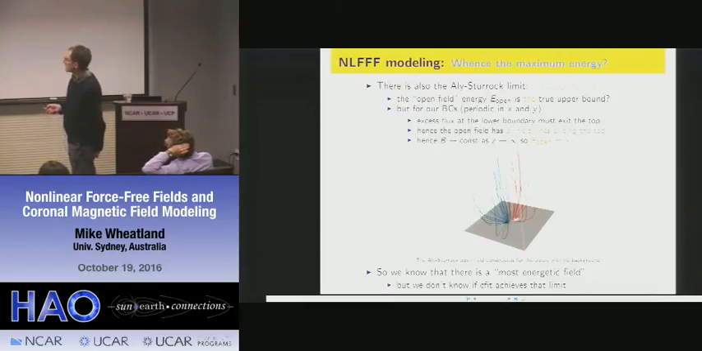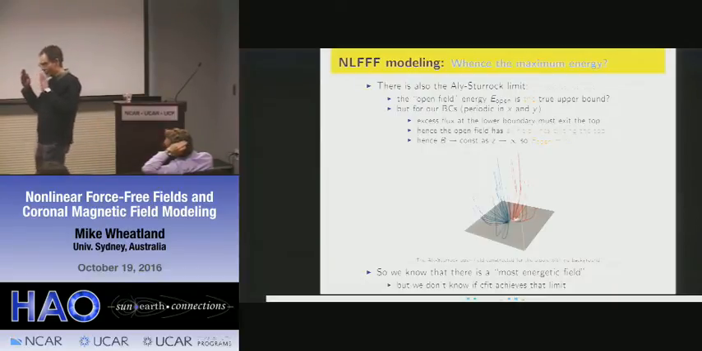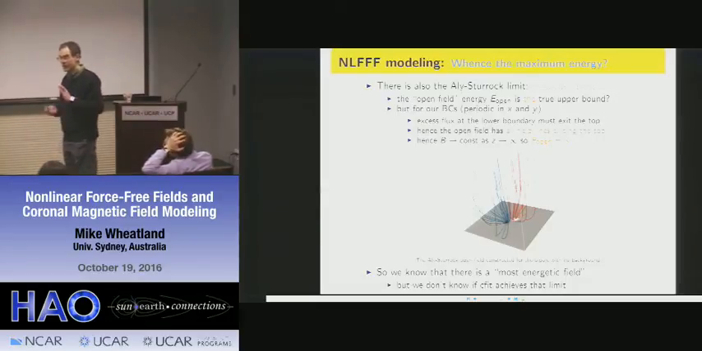So all field lines then leave the top. As you go up in height, the field just spreads out, and you'll just get a constant field value. And then as you integrate upwards, calculating your energy, you get an infinite energy. So there's an argument for that. All right. So I don't think that's relevant.